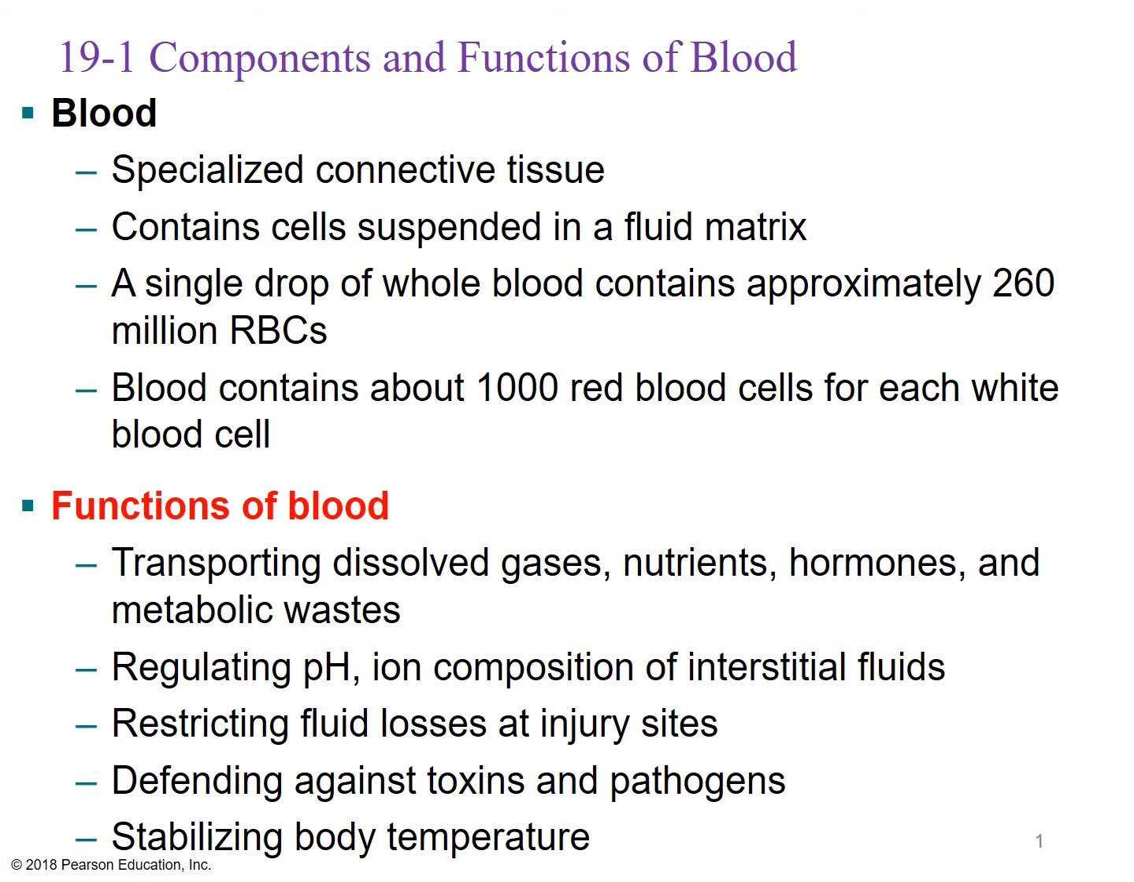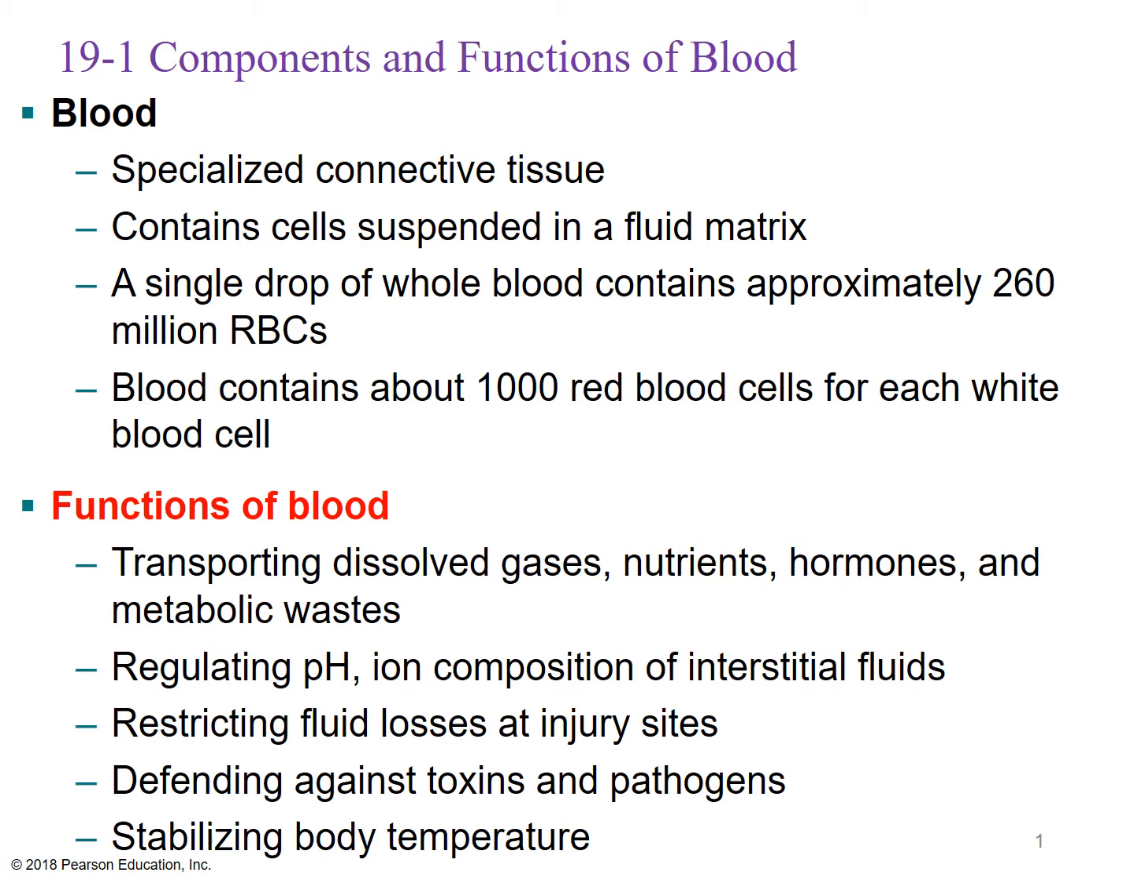You've seen it on the microscope in lab, and a single drop of whole blood will contain about 260 million red blood cells, which is phenomenal to even think that there's 260 million cells within that one drop of blood. When you're looking at the microscope slides, you will also notice you will see far more red blood cells than white blood cells. So we have about 1,000 red blood cells for each white blood cell. That's why it's much easier to see the red blood cells on the slide, much easier to find them, whereas you will have to go searching for those white blood cells because they are not as numerous.